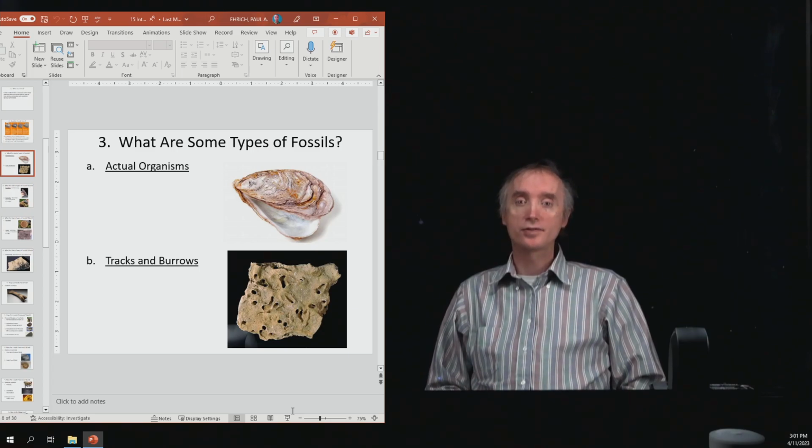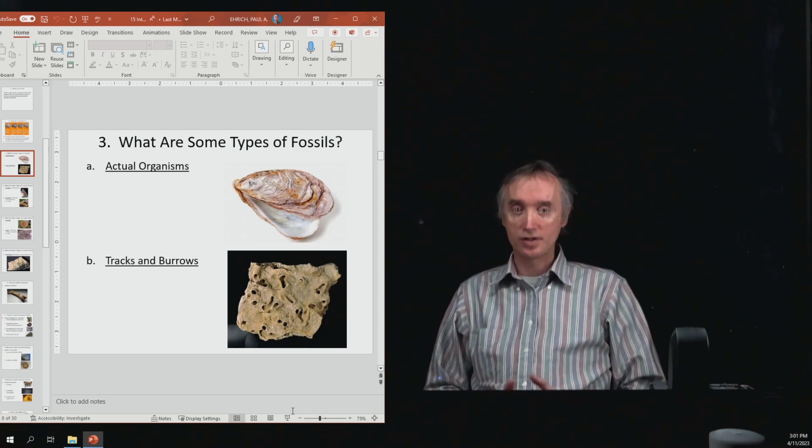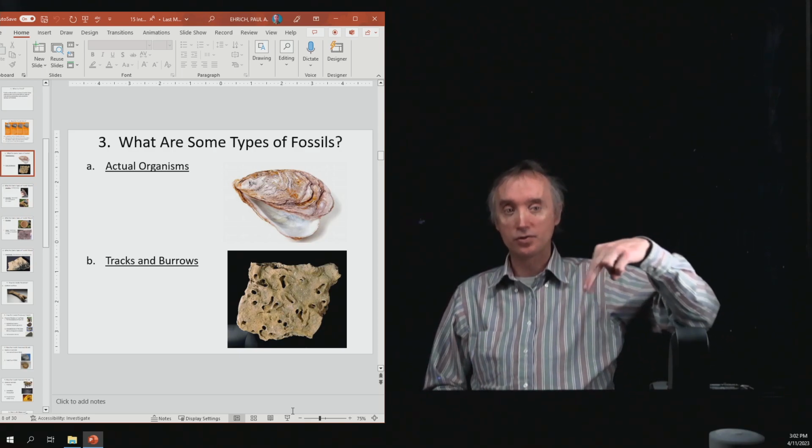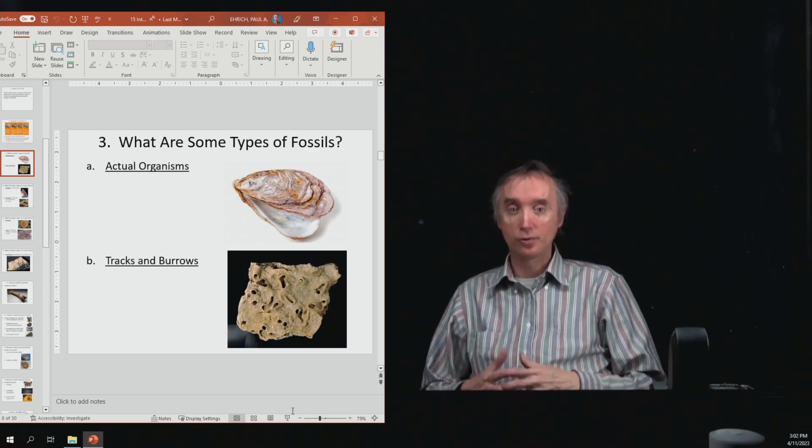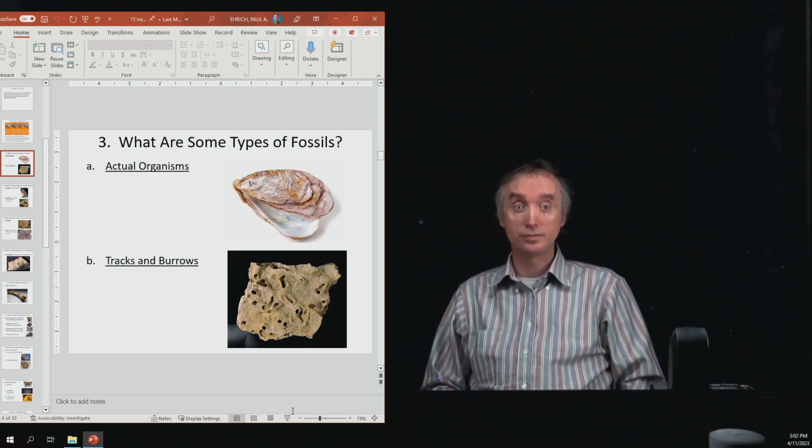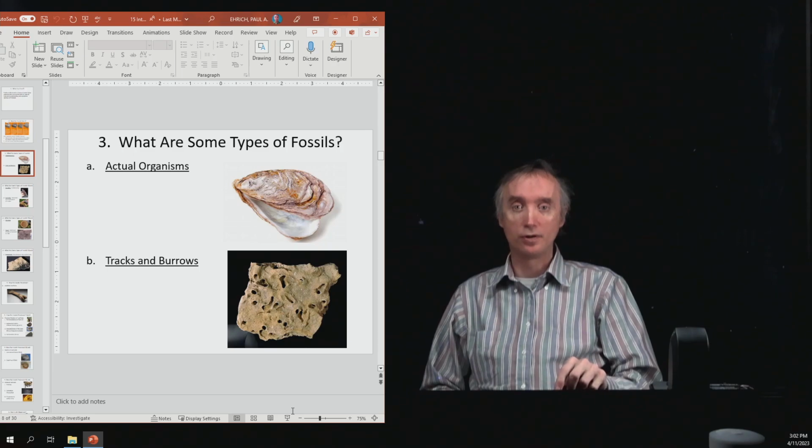Okay, another type of fossil would be tracks and burrows. So now these are not living organisms. What these are is the holes made by the living organisms. So here is, for example, some fossilized mud, and you can see it's got holes in it, and that's where worms have gone through it. Another example of this would be tracks. So there are examples of where there was some mud, and then a dinosaur walked across the mud, and it left imprints of its feet in the mud. So those would be tracks and burrows.